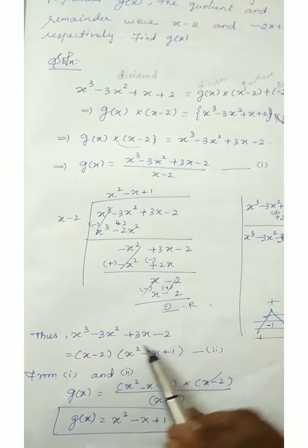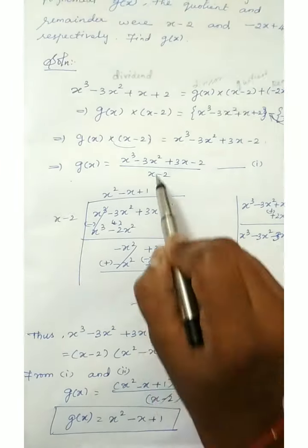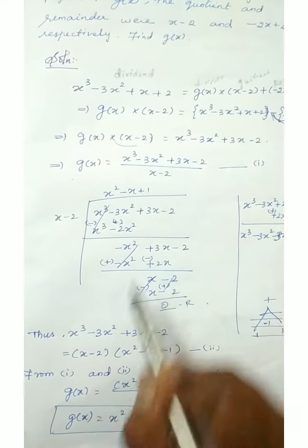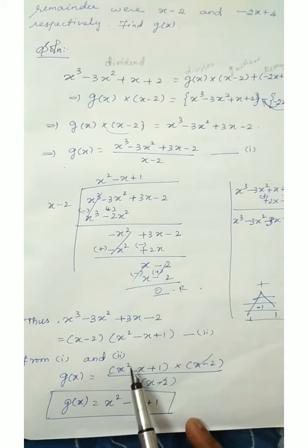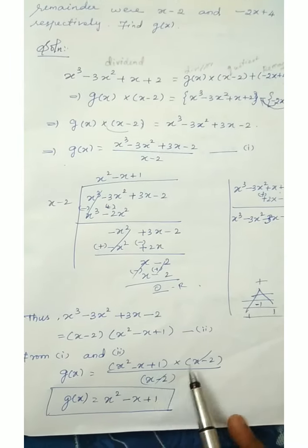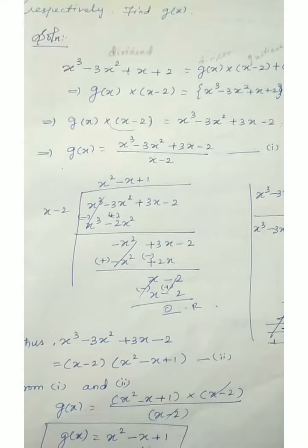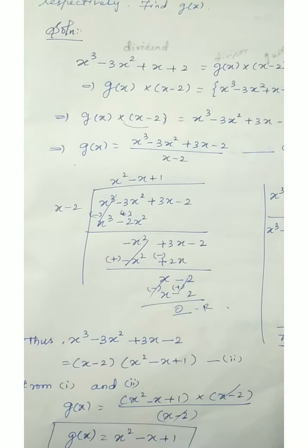From 1 and 2, let me substitute this second value in the first equation. Instead of this expression, let me put these x values. So if you put the values, x² − x + 1 times (x − 2), the (x − 2) cancelled, and we will get the answer x² − x + 1. It is that g(x) is nothing but the divisor.